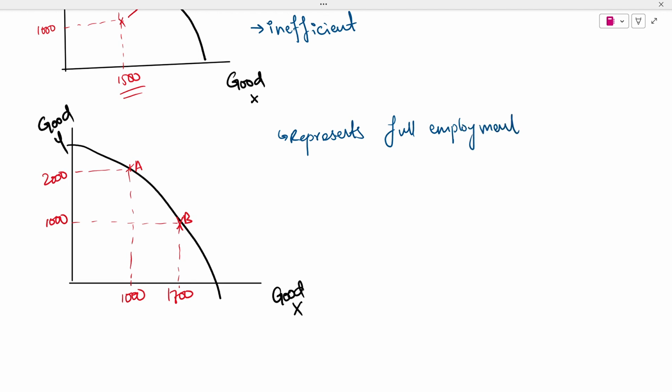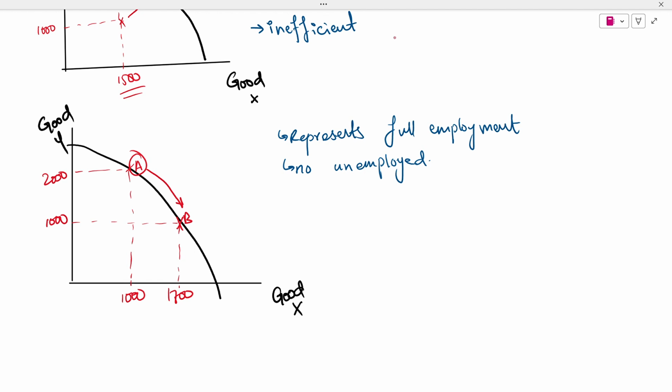Right? This full employment basically means that we are currently utilizing all of our resources, and there is no unemployment in the economy. All resources, all factors of production in the economy are fully employed, and there are no idle resources available. So in order to produce more goods and services, we need to divert our resources from one use to another, right? We need to reallocate resources from one use to another. For example, if I'm currently producing at point A and I want to increase the production of good X, I would need to move along the PPC.